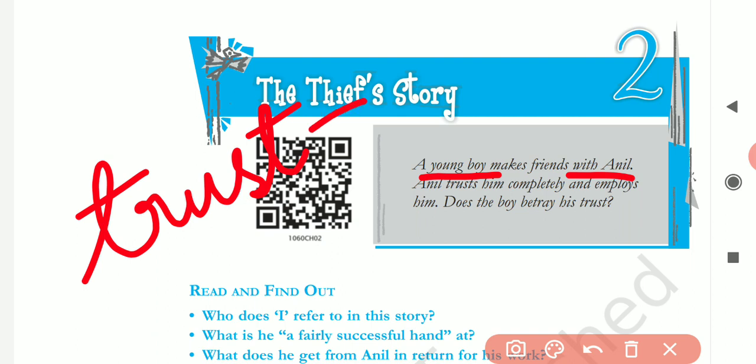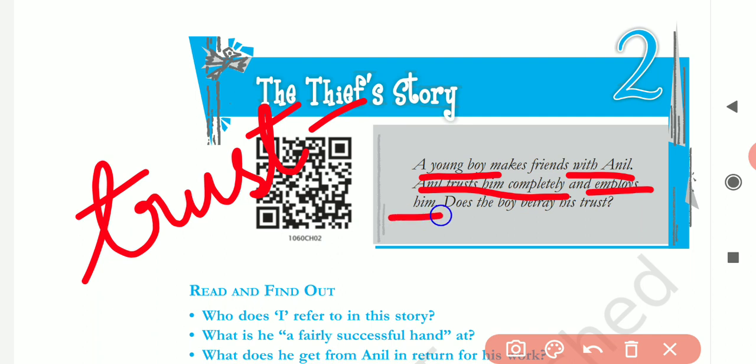And as far as the meaning of trust is concerned, for me, it is like blind faith. What do you understand by blind faith? It means complete faith, 100% faith. Okay, clear? It means understanding that he can't do anything wrong. He can't do anything wrong for you, and you always believe him. That is called trust. So now Anil trusts him completely. As the young boy makes friendship with Anil, Anil started trusting the boy. He trusted the boy completely and employs him.